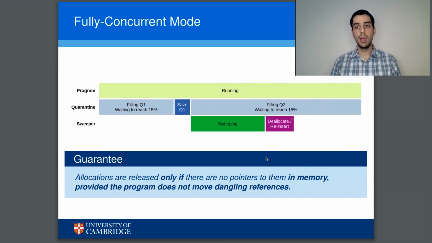We can make the scheme even more concurrent by never stopping the program and doing away with the stop-the-world phase. In order to provide a reasonable level of guarantees, we save the quarantine at the start of the sweep, and we will only deallocate objects from this old quarantine. This means that we are able to provide the same level of guarantees as before for programs that do not move around their dangling pointers.